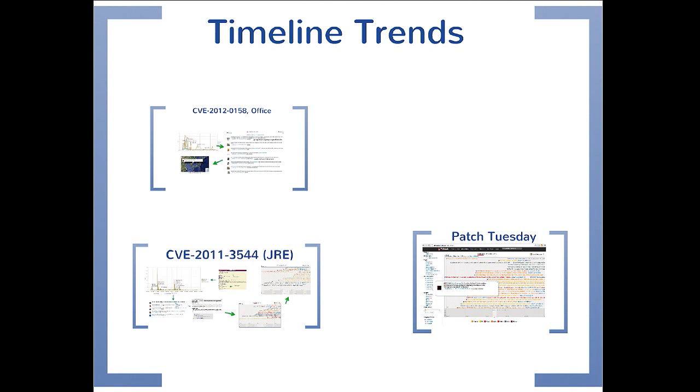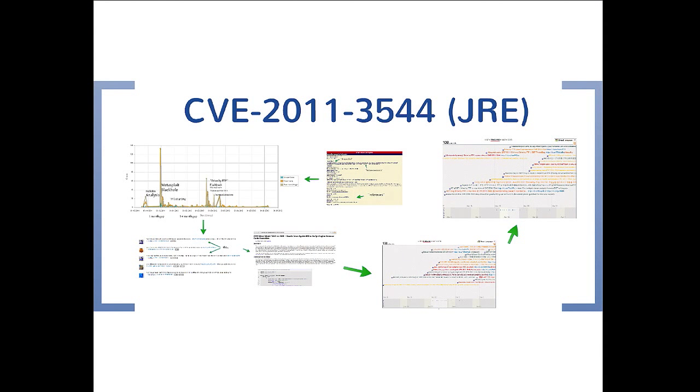So this is a timeline trend. This is thinking about the activity over a period of time and how it's all dynamic content that's coming in from social media. And some of it's really interesting. This is a Java runtime vulnerability, which was quite big. You'll see why in a sec.